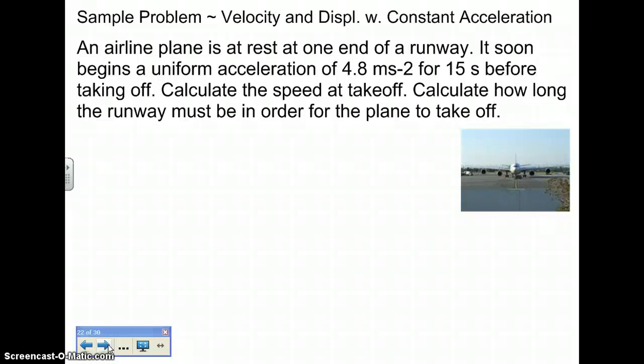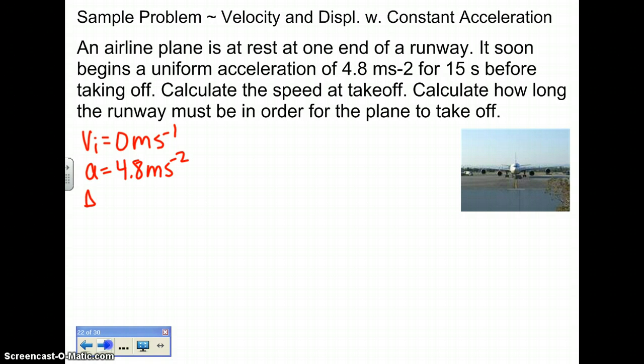an initial velocity of 0 meters per second. And we also have an acceleration of 4.8 meters per second squared. We have a time of 15 seconds. And we are trying to calculate out a final velocity in meters per second.